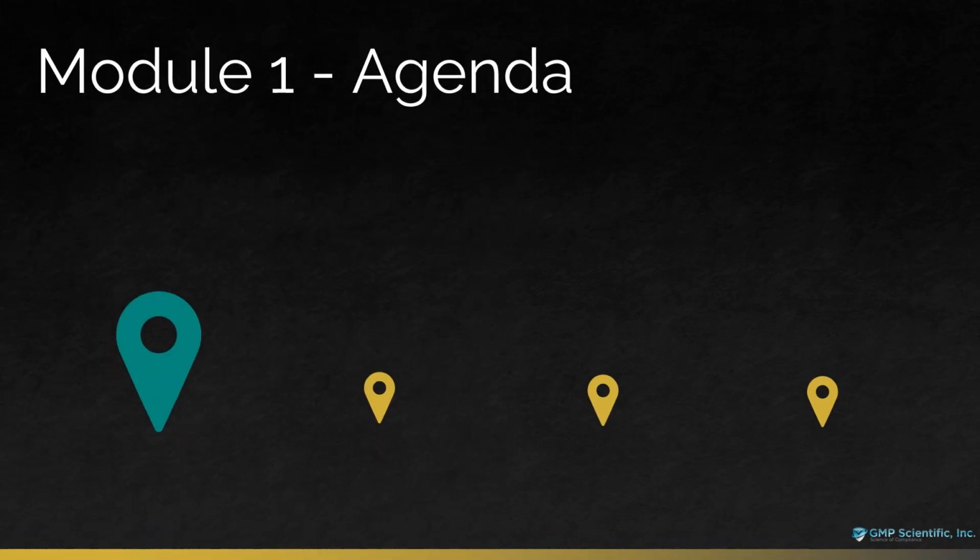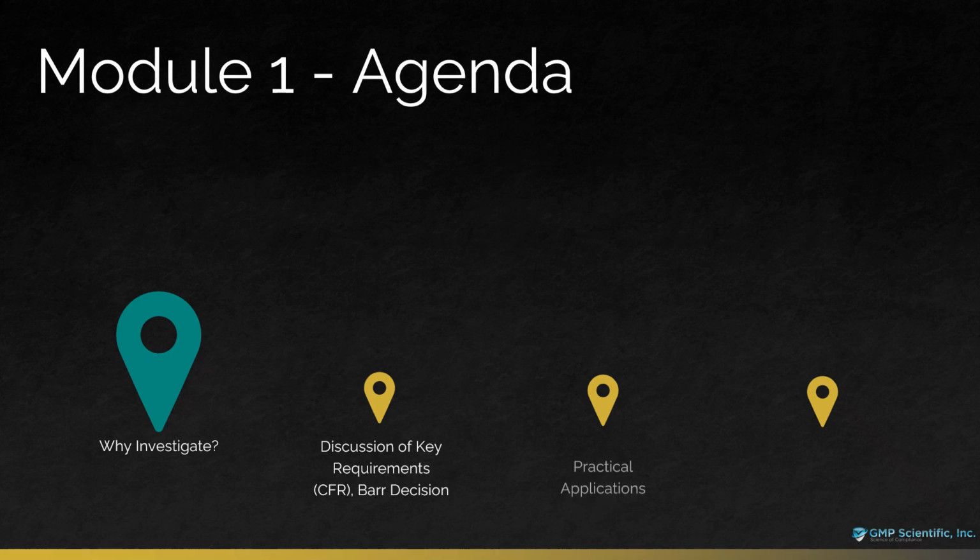In Module 1, we will start by answering the question, why investigate? We will then review key regulatory requirements, including applicable CFR sections, FDA guidance, and the Barr decision. We will translate these requirements into practical applications and conclude with examples of FDA citations and key takeaways.